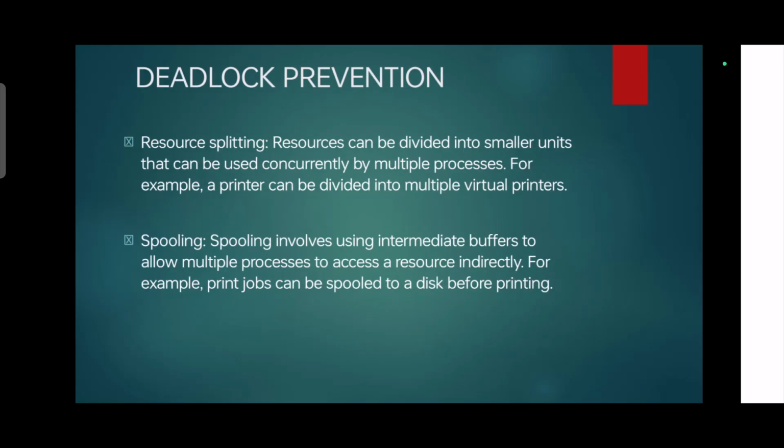First is resource splitting. Resources can be divided into smaller units that can be used concurrently by multiple processes. For example, a printer can be divided into multiple virtual printers. Second is spooling. Spooling involves using intermediate buffers to allow multiple processes to access a resource indirectly. For example, print jobs can be spooled to a disk before printing.